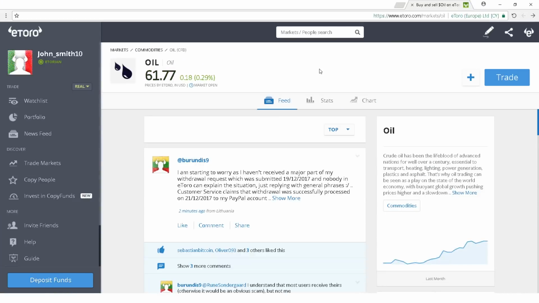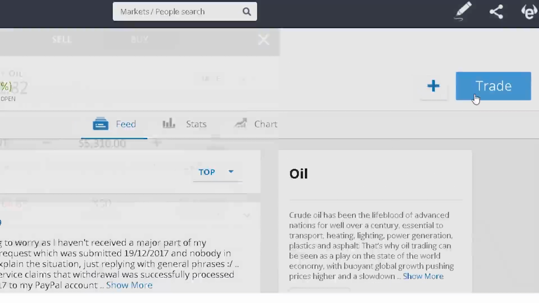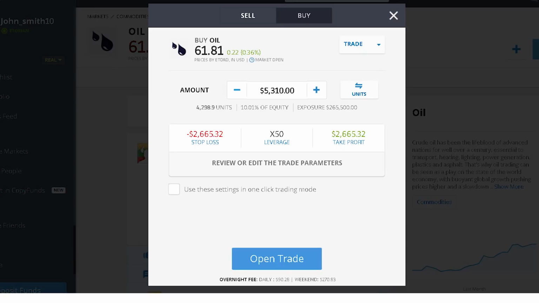Go to any asset's page and click the trade button. A pop-up will appear with various parameters you can change before opening a trade. Two of these parameters are the take profit and stop loss orders, which are required whenever opening a trade. Both of these could automatically close a trade.